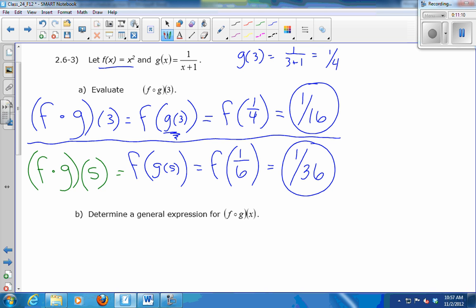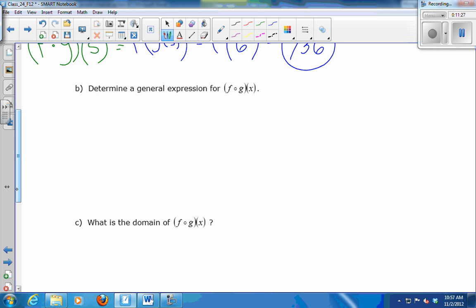Okay with that so far? Okay, so now we're going to do it for a generic x. Instead of giving you a number like 3 or 5, I'm just going to give you an x. What we're going to come up with is a formula rather than a single number answer. So a general expression for f of g of x. First, translate it to function notation rather than that stupid circle thing. So this says f evaluated at g of x.